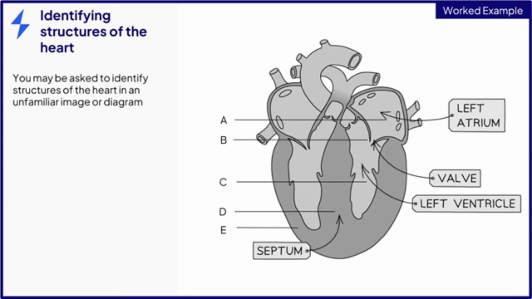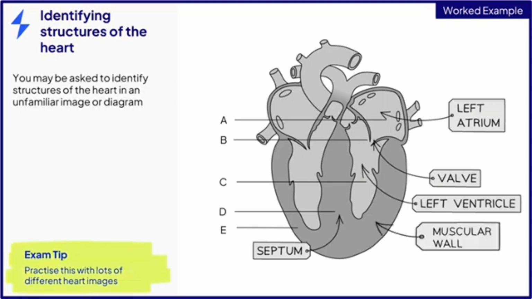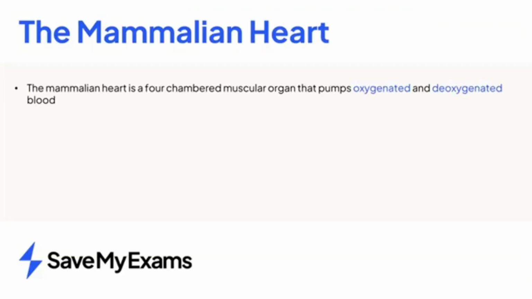D is the septum. This is recognisable as it divides the heart in half lengthways. Finally, we can label the muscular wall at E. You should practice doing this with many different images of the heart in order to gain experience with recognising heart structures. In summary, the heart is made up of 4 chambers and pumps oxygenated blood to the body tissues and deoxygenated blood to the lungs.